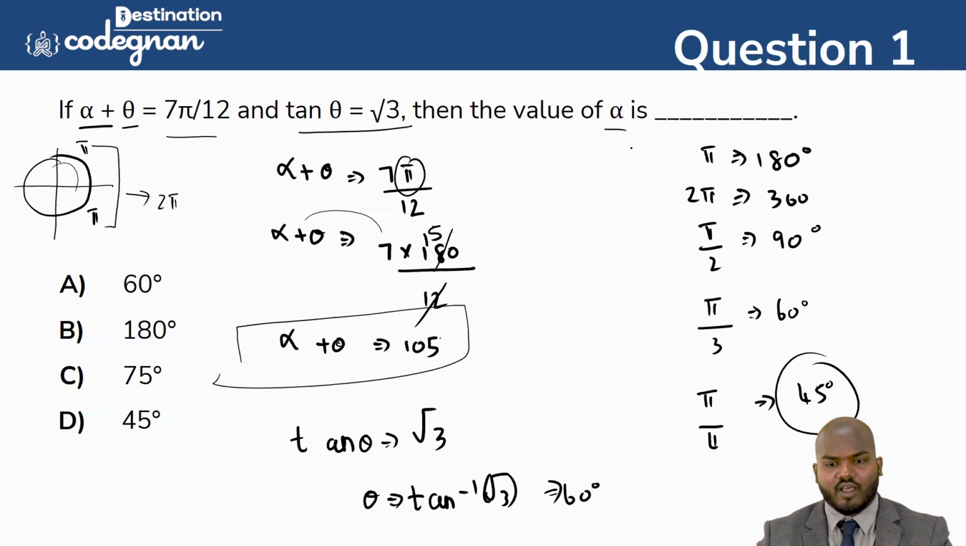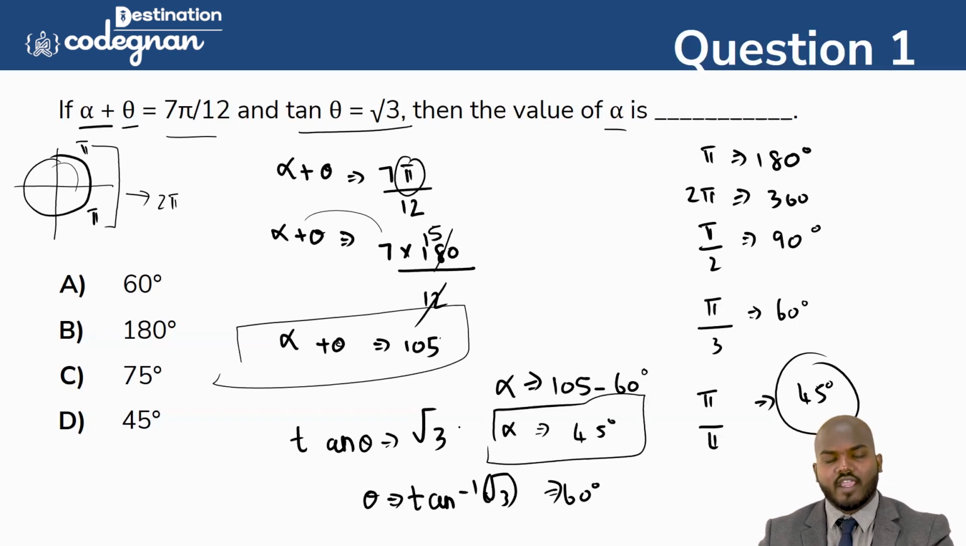They are asking for alpha. We already know that alpha plus theta is equal to 105 degree, right? Now I have got theta, which is equal to 60 degree. If I take theta to this side, it will become a minus. So this will give me the value 45 degree as the answer.